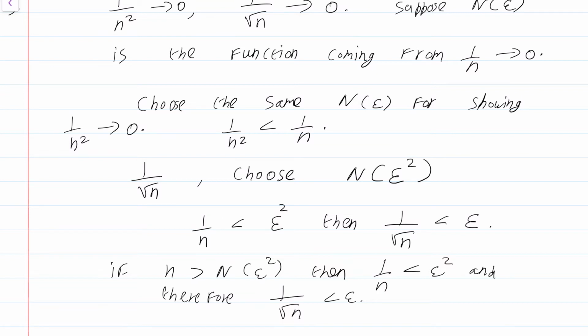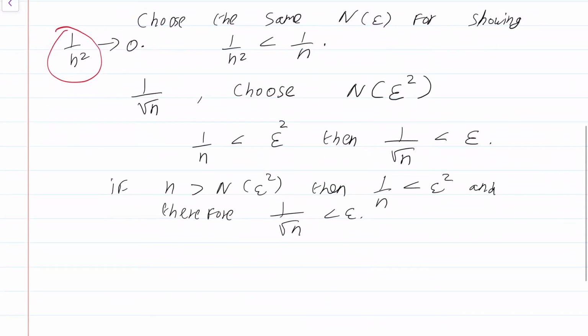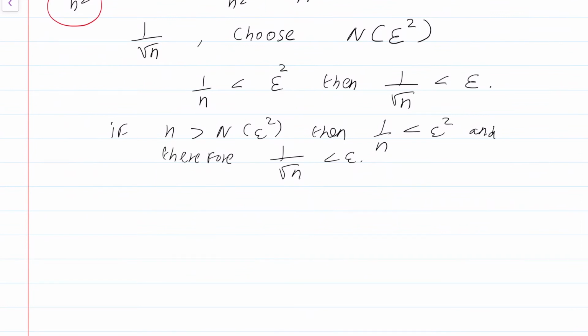Just a remark, for the sequence 1 by n squared, we could have also used the fact that 1 by n converges to 0 and applied the fact that the limit of a product of sequences is the product of the limits. We could have done that also. Okay. So these are some easy examples. Now let's start seeing some slightly more complicated ones.